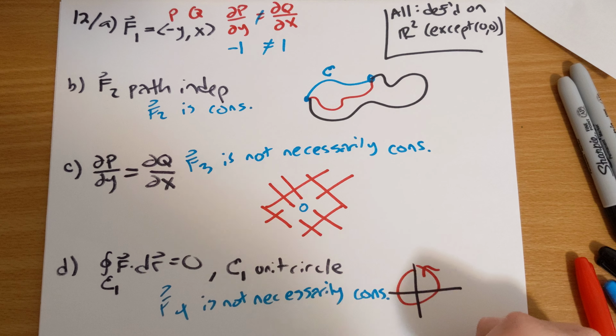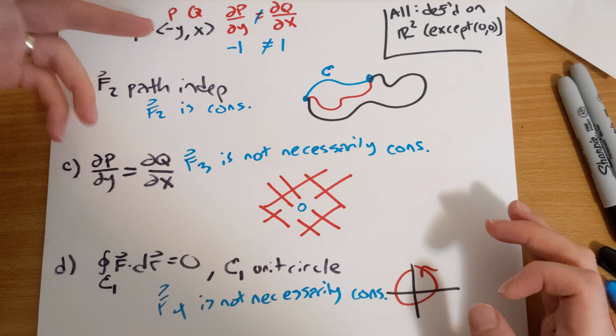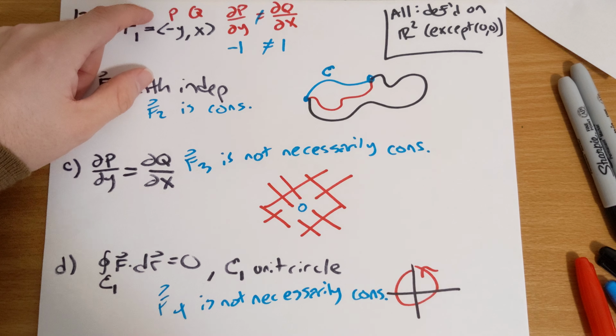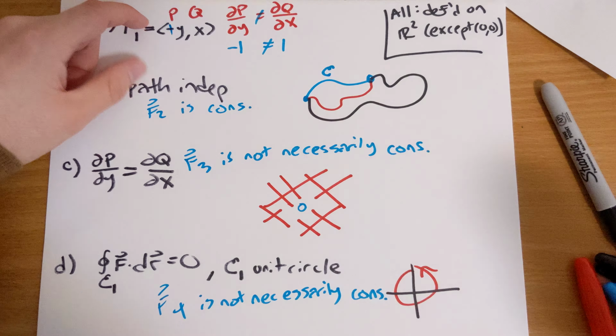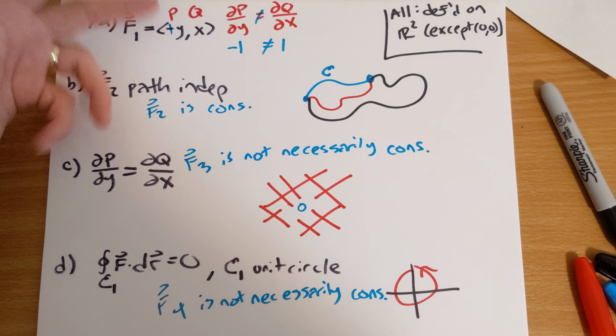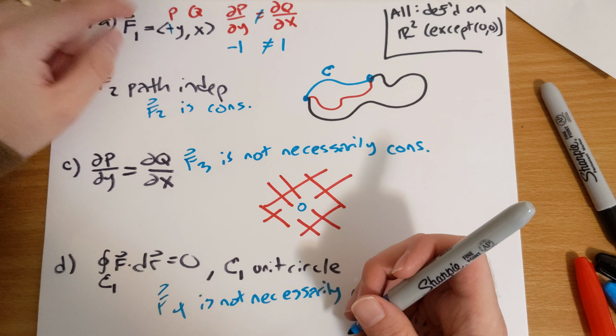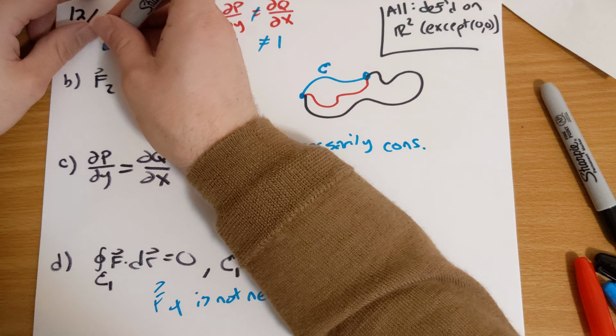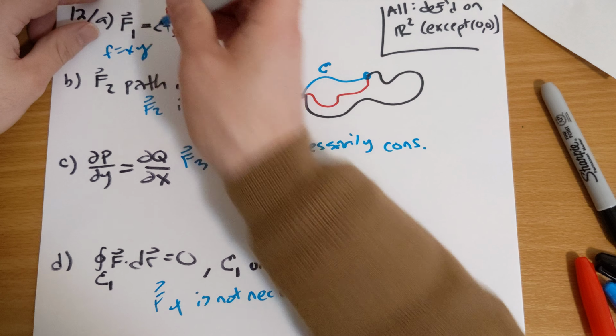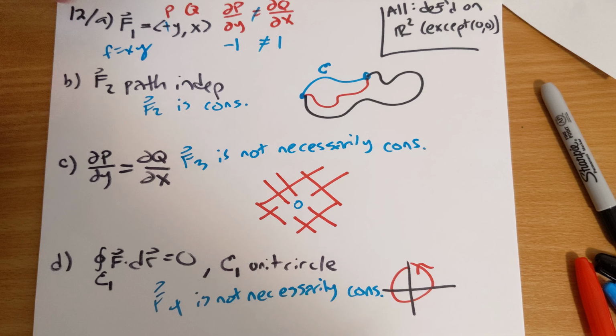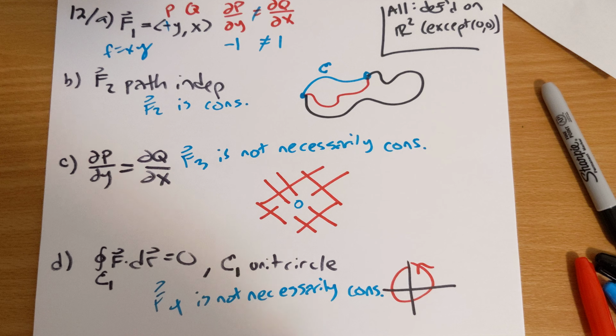So how might we change these? How might we change the ones that aren't conservative to become conservative? Well, for this one, if we were to patch this one up by changing that to plus y, then this would end up being conservative. You can find a potential function. I think f is equal to xy would be a potential function for this F1. So the problem is asking you how to change these to make these conservative. I'm just kind of tacking them on here.